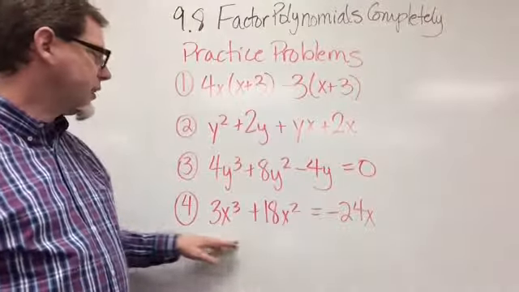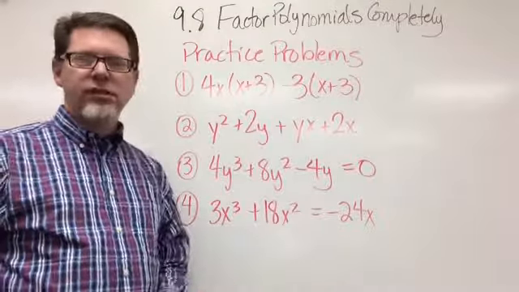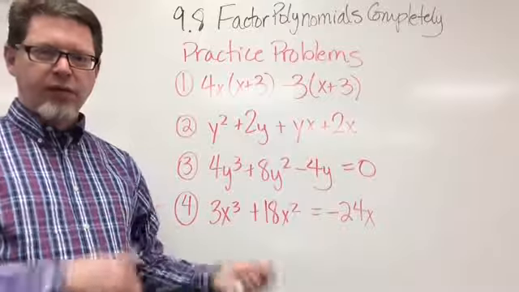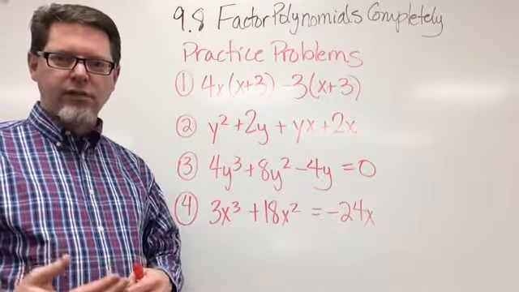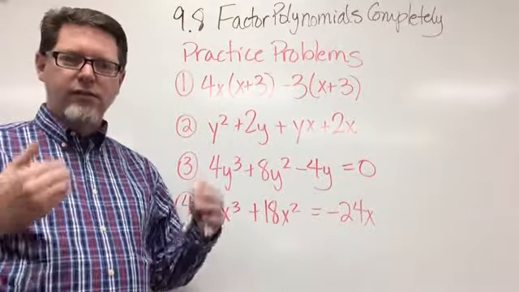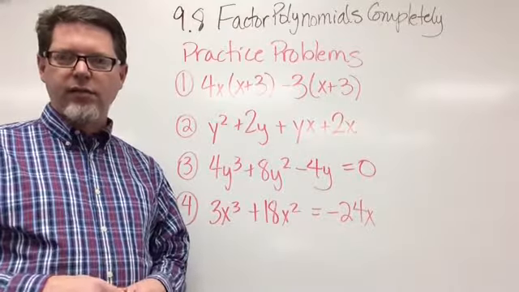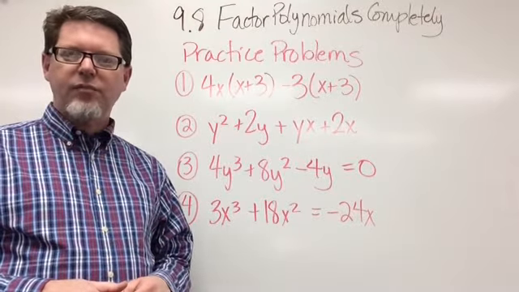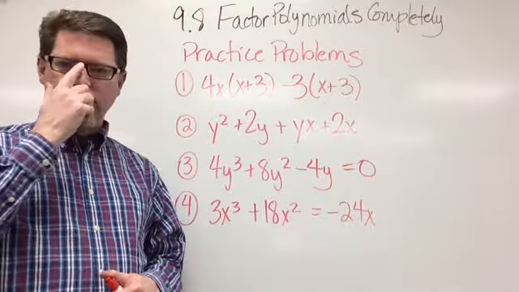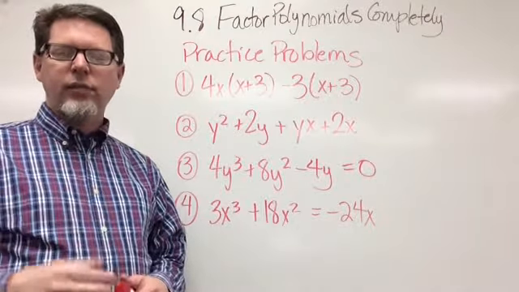And then number 4 is 3x to the third plus 18x squared equals negative 24x. Remember, bring everything to one side and let it equal 0. Greatest common factors, factor it out, and tell me what x equals. Please take a picture of your work, not just the answers. Show me your work and submit it through Edmodo.